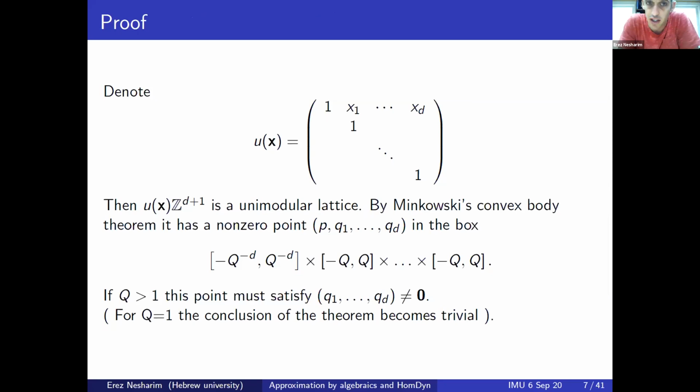So you take your real vector and you plug it in this unipotent matrix, and then you look at the unimodular lattice UX times Z^(D+1). So by Minkowski's convex body theorem, there is a non-zero integer point in this box, because this box has volume 2 to the power D plus 1. And if Q is bigger than 1, then it also makes sure that the tuple Q1 to Qd was not zero. We knew that not all of the coordinates were zero, but we wanted just to make sure that Q1 to Qd is not zero.